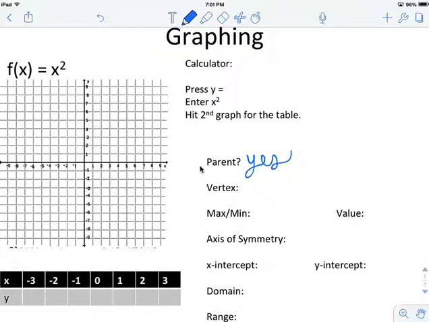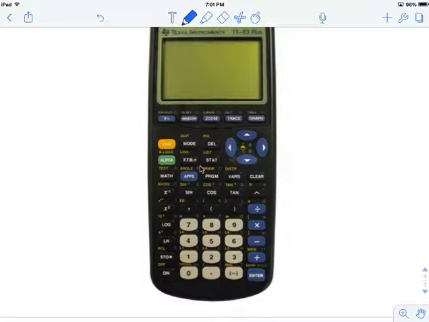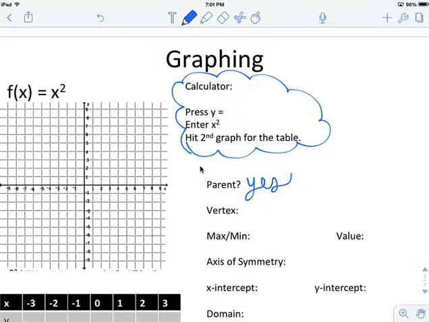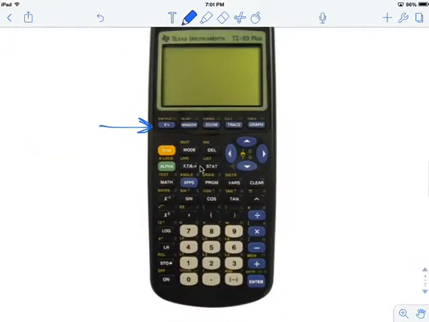So the first thing you want to do in your calculator is hit the y equals button, which is right here, top left. And then once you're on y equals, you want to type in x squared. The x button is right here next to alpha. The squared button is actually this x squared button right here. So if you type x and then x squared, your screen should look something like this, x squared.